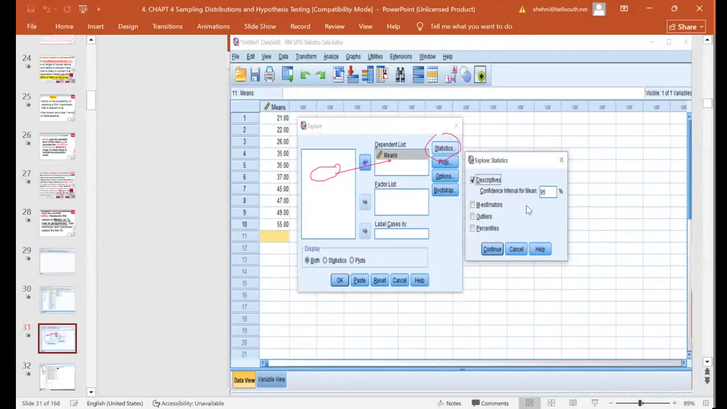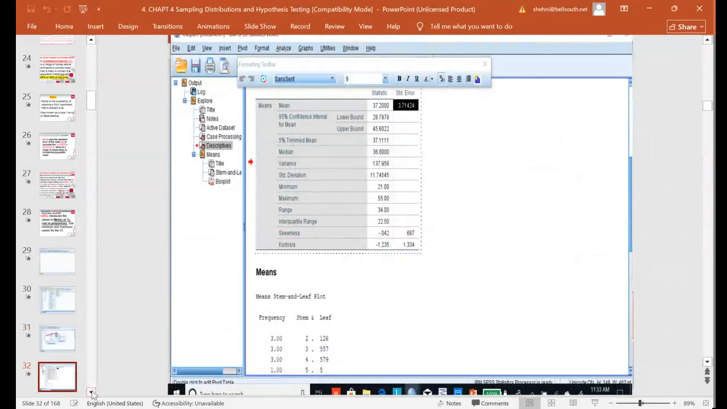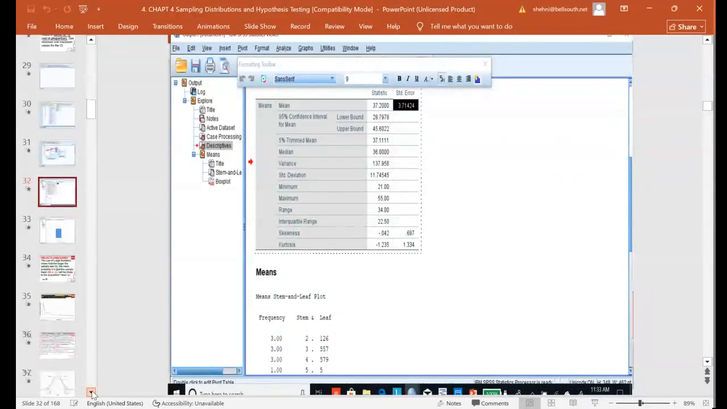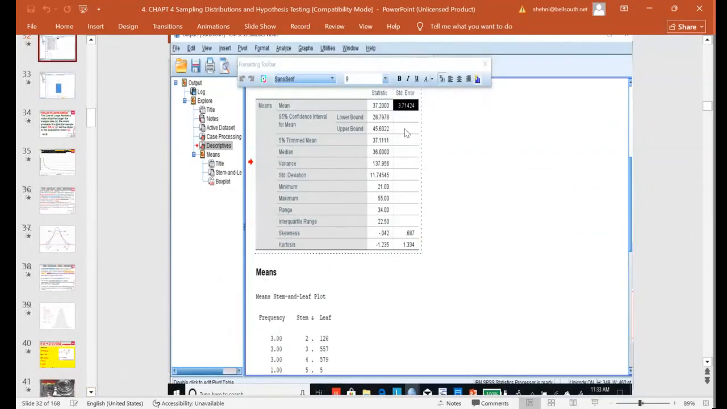and you click on descriptive, but here we're interested in the confidence interval. SPSS has a confidence interval of 95% by default, so you don't have to change it unless you wanted to switch to 99%. Again, we either use 99% or 95%. They are very popular in social sciences. Click continue, okay, and here you are. That's your standard error, shaded in black, 3.71.